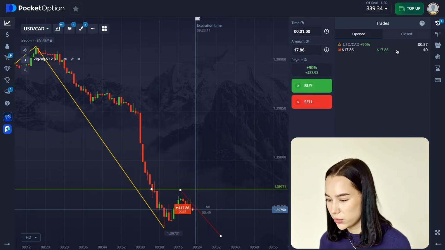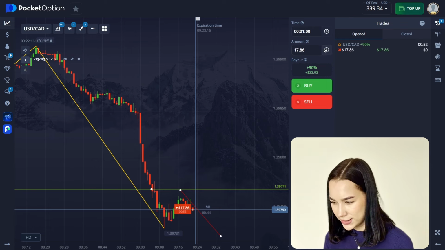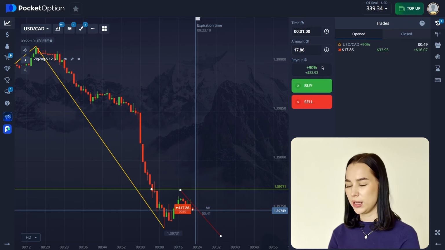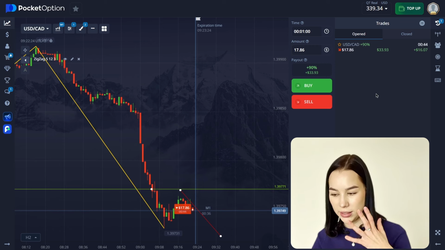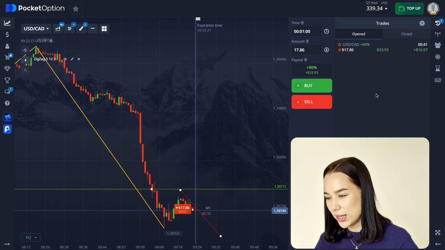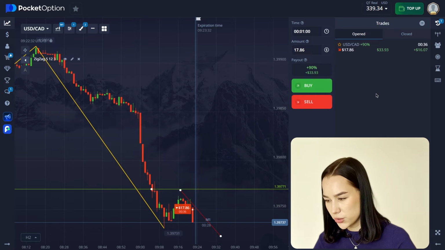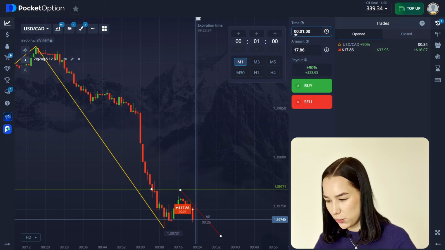But now, as you can see, we still don't have the ability to open a rollover because we are in the plus, and we can open a rollover only if our price is higher than the entry point. So that's why the platform is not giving us the ability to open a rollover. So it's 30 seconds, but we're in the plus. It's going pretty well.